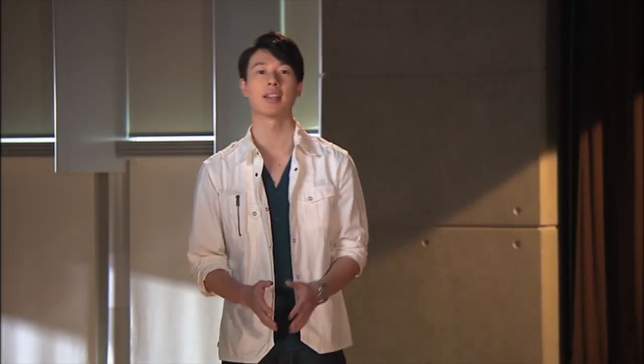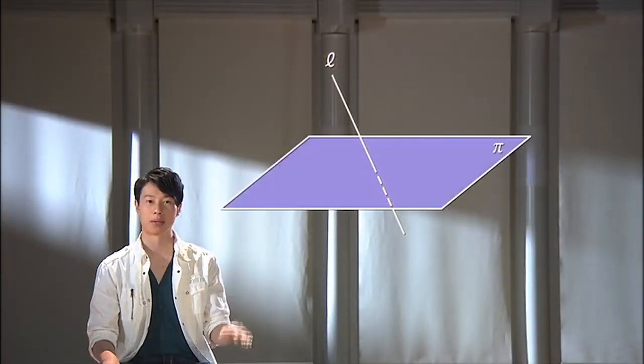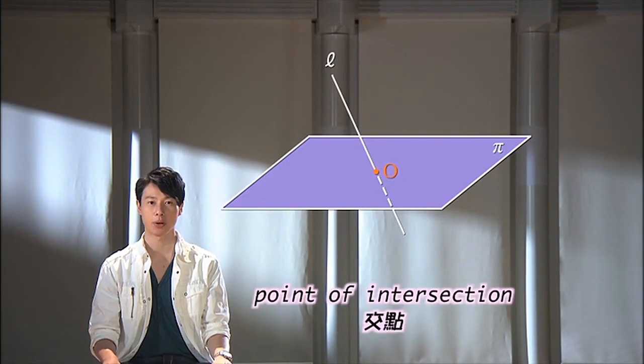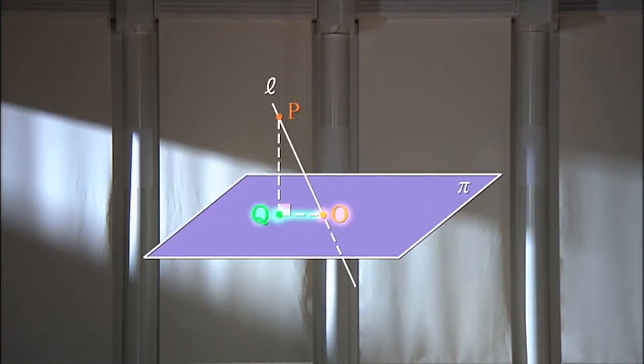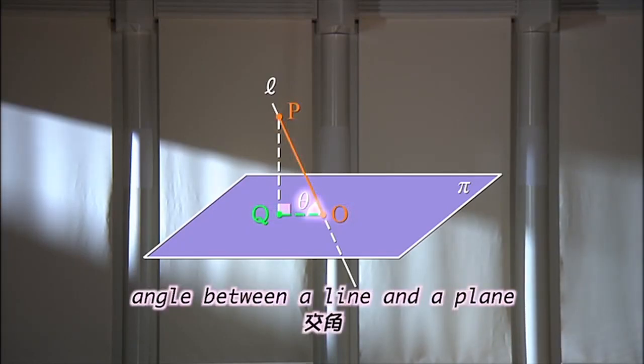In the following section, let's discuss the relationship between a straight line and a plane. There is a straight line L and a plane π. If they intersect at a point, this point is called the point of intersection. Line segment OQ is the projection of line segment OP on the plane π. The angle θ formed between OP and OQ is called the angle between the line L and the plane π.